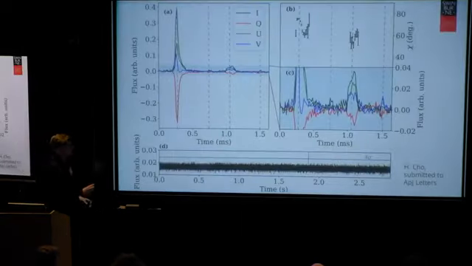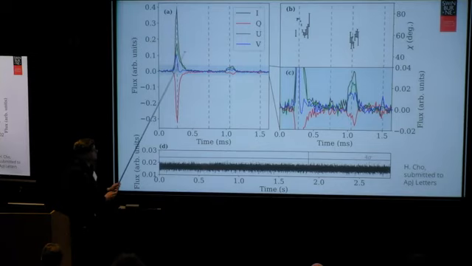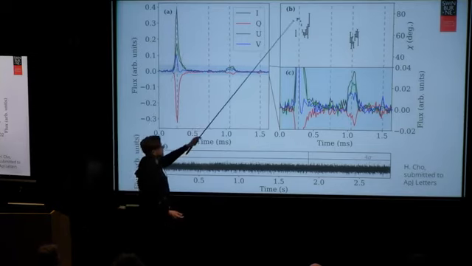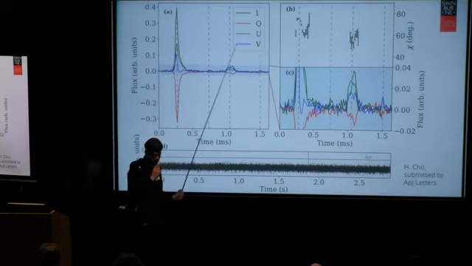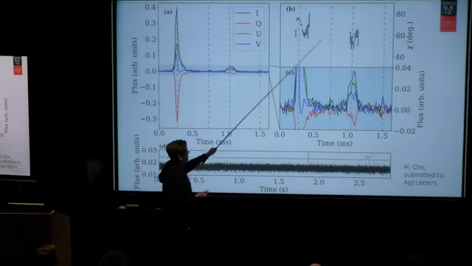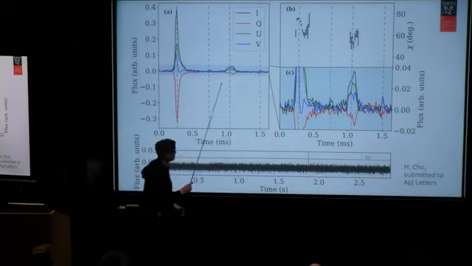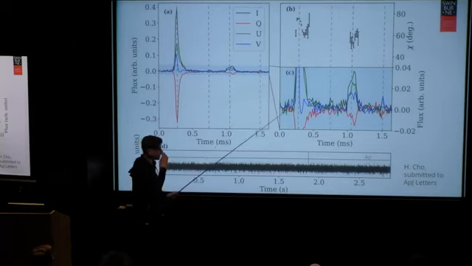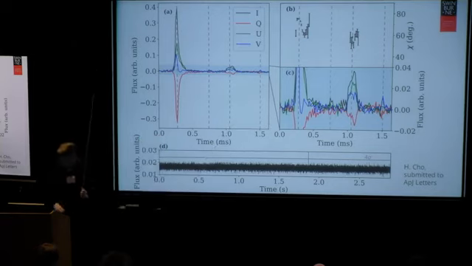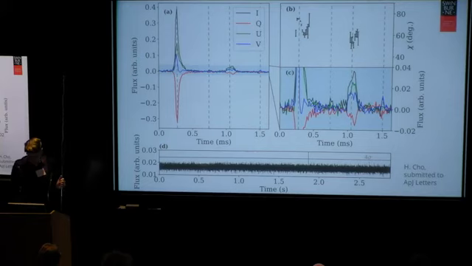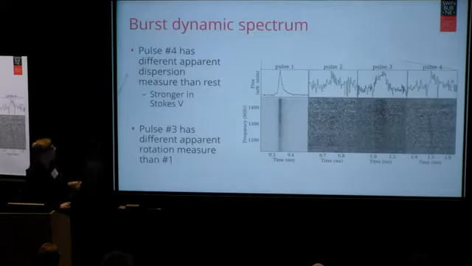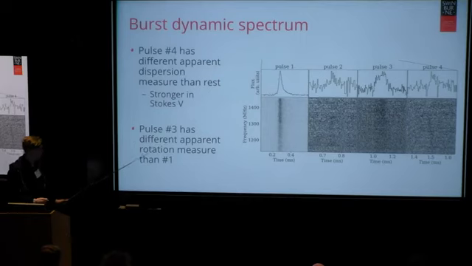So when we look at the polarization of it, the first thing to note here is that the polarization position angle of this pulse here over a few hundred microseconds is changing. The polarization position angle between the 2 pulses is different as well. And in general, the polarization properties of the pulses are different. As I mentioned, the pulse has a different apparent dispersion measure, stronger in Stokes V, and this one has a different rotation measure.